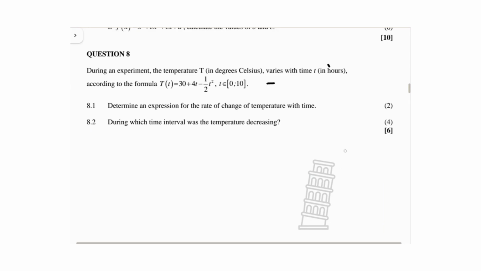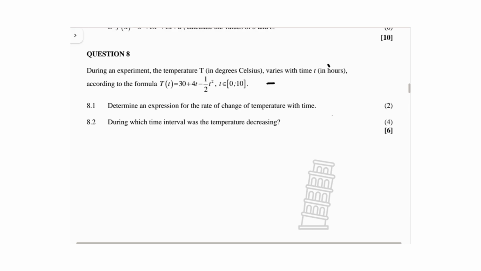Okay, next question. Question 8. Application of calculus. Optimization of calculus. During an experiment, the temperature T in degrees Celsius varies with time t in hours, according to the formula T(t) = 30 + 4t - 1/2 t squared, where t is an element of [0, 10].